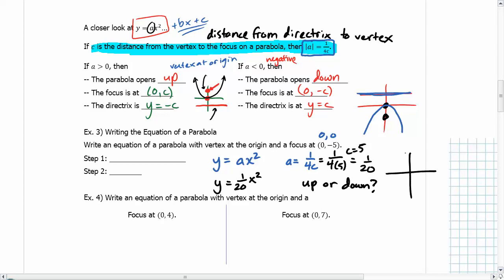Well, you have to look at what you have so far. We know our vertex is at 0, 0. And we know our focus is at 0, -5. That means that our directrix, so that's our vertex, our focus is right here. Our directrix is the same distance away on the positive side. Remember, your parabola never crosses the directrix, and it always contains the focus. So your parabola is going to open down, which is going to make this a negative 1 over 20 x squared.